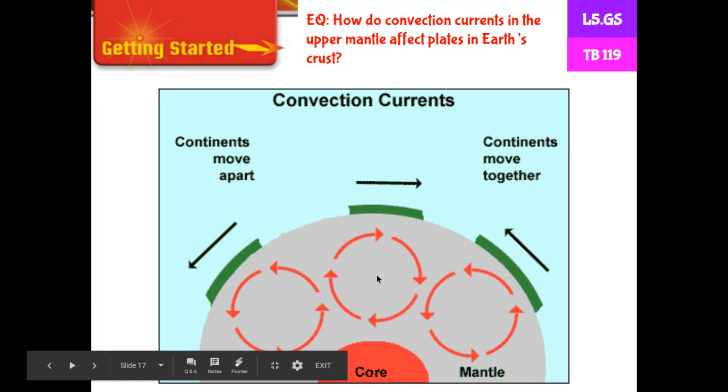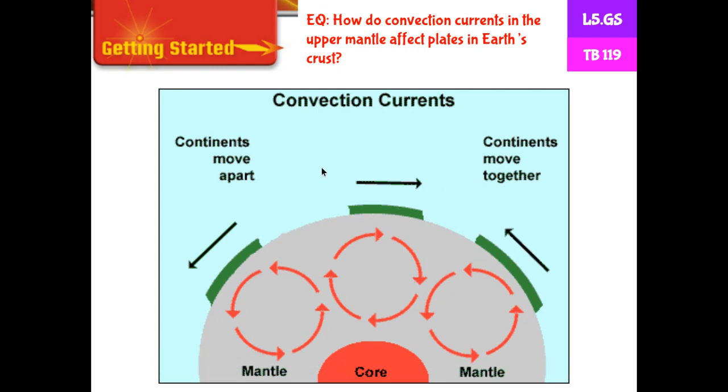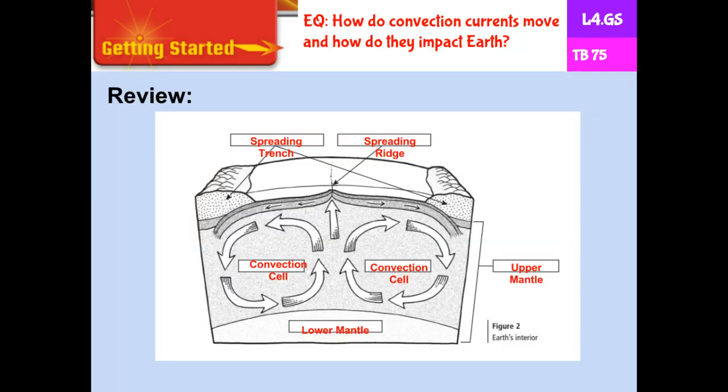As those convection currents move, they tug at and pull along the crust, causing continents to move together and continents to move apart, or even sometimes continents to rub past each other. So you need to understand that convection currents are caused by heat from the core, and that hot mantle rises and cooler mantle sinks, and that movement of the mantle is responsible for the movement of the continents.